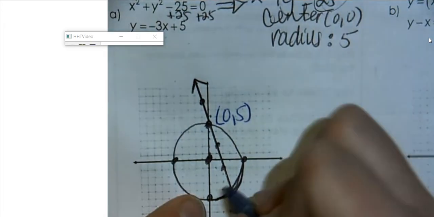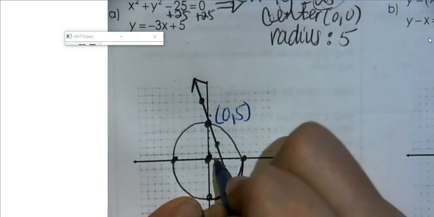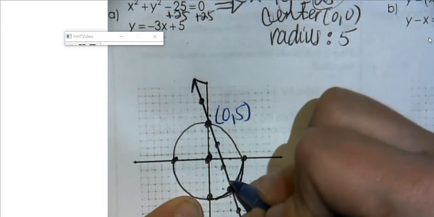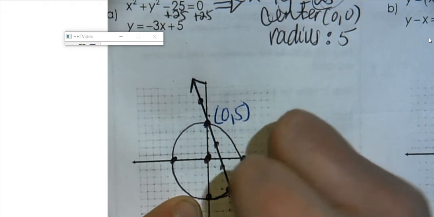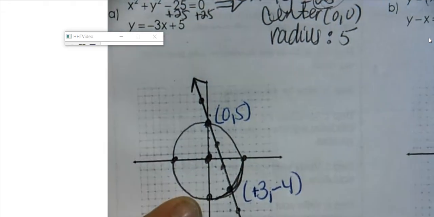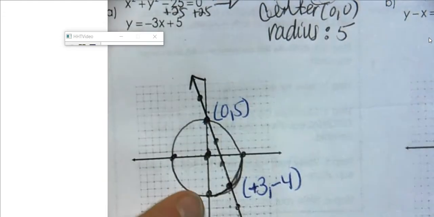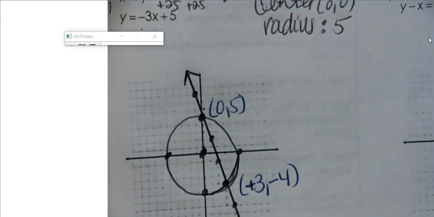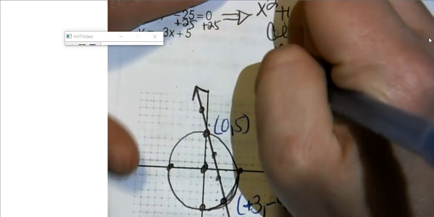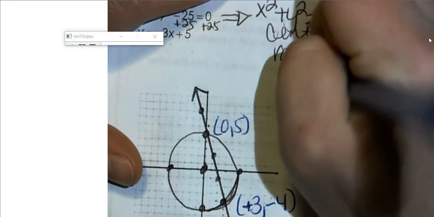And down here, this point is located at 1, 2, 3, negative 1, 2, 3, 4. So that is at positive 3, negative 4. That's a positive 3 right there. All right, so this problem has 2 points of intersection. And so we will have 2 points that we will need to check. So let's go ahead and start by checking the ordered pair 0, 5.